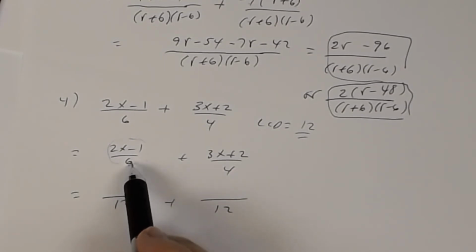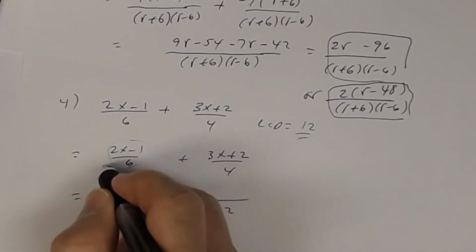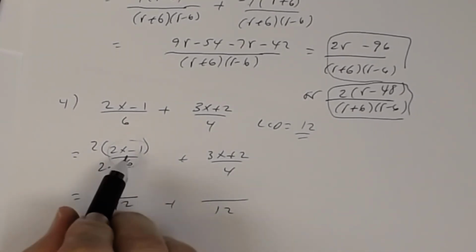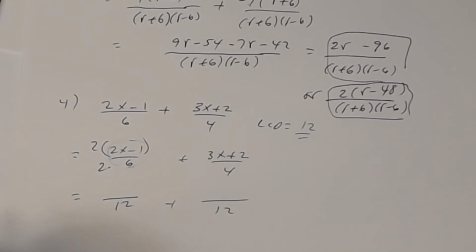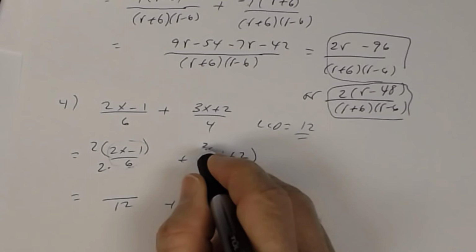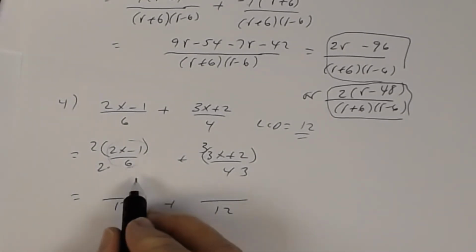So this rational expression is equivalent to what rational expression with 12 as the denominator? Notice I have a 6. If I multiply this 6 by 2, I get 12. So you're going to say times 2, just like this. Now be careful, this whole thing has to be multiplied by 2, so that's why you saw me put parentheses there. Over here, times 3, because 4 times 3 is 12, so I have to multiply this by 3. And so now what you have is this.